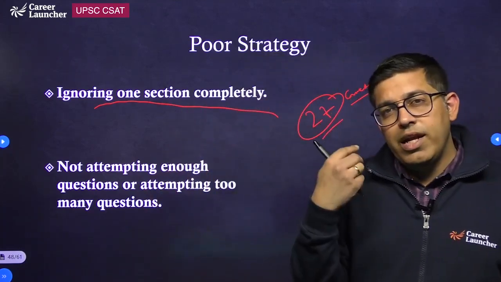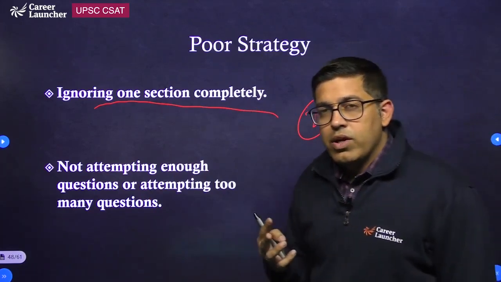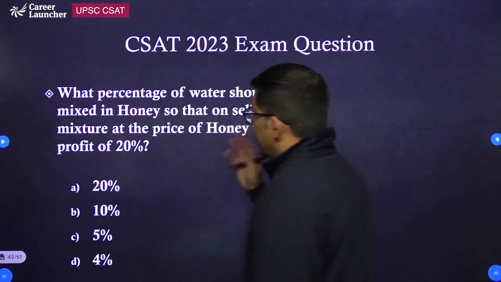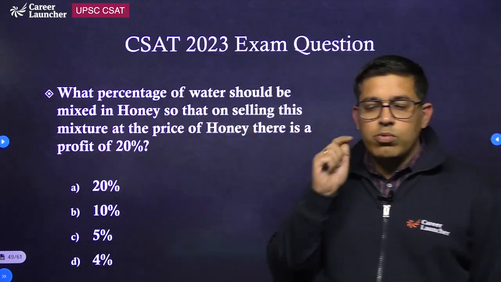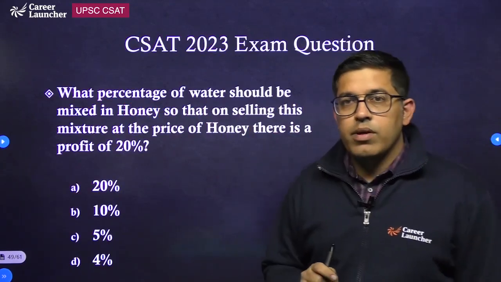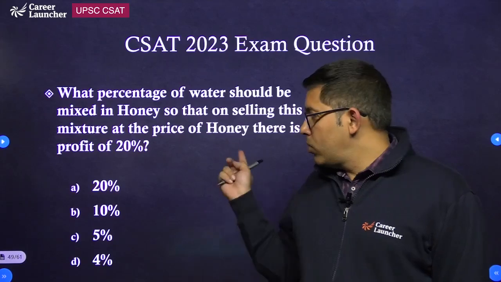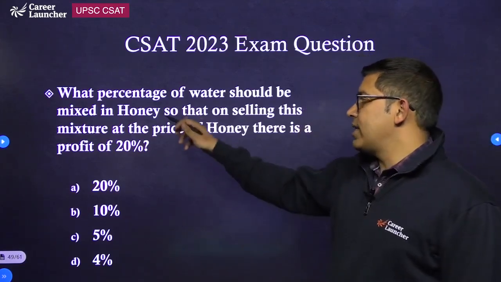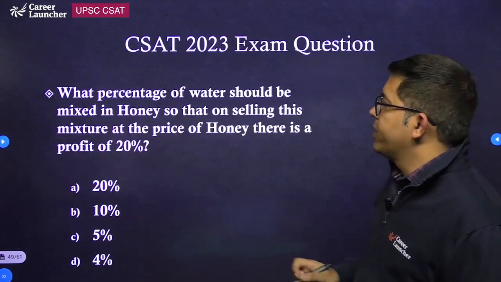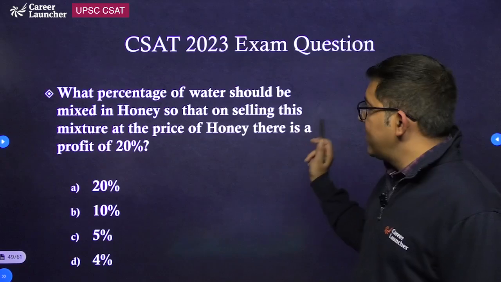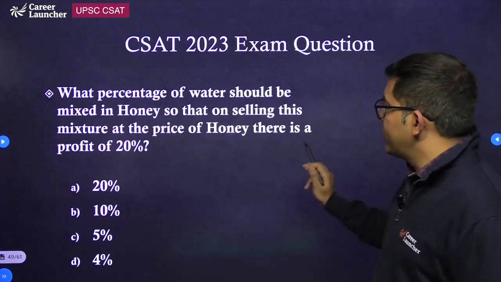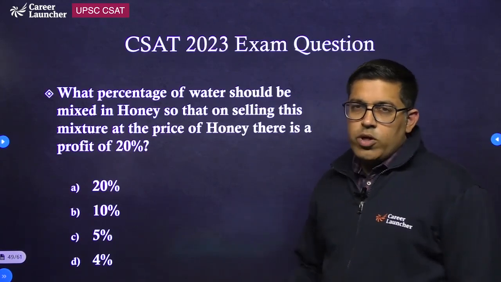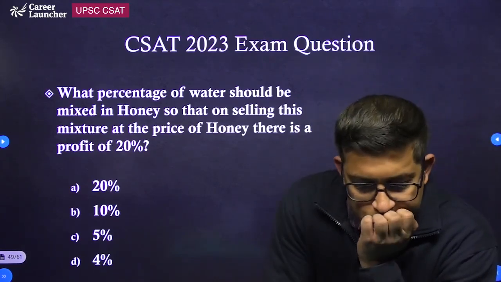And if you are leaving maths completely, you're leaving questions like this. Just read this question. This is a CSAT 2023 paper question. I want you to write the answer in the chat window. They are asking what percentage of water should be mixed in honey so that on selling this mixture at the price of honey, there is a profit of 20%. I want you to write the answer to this question.